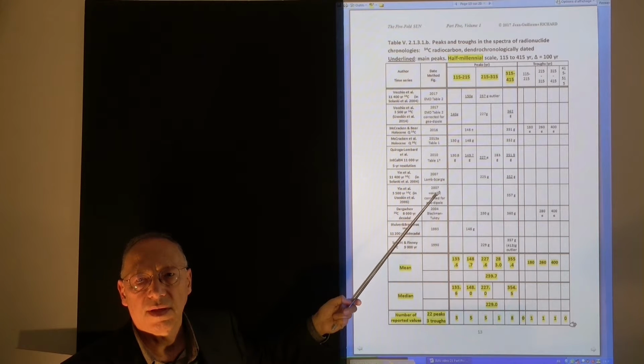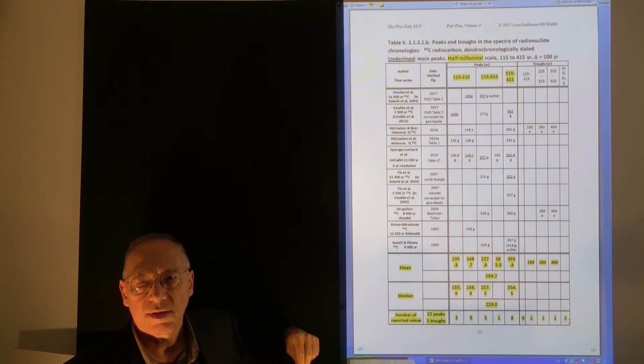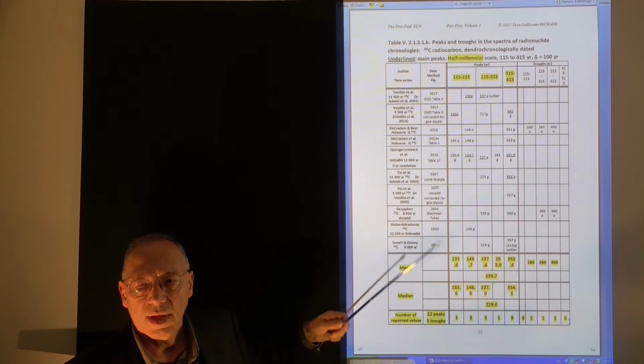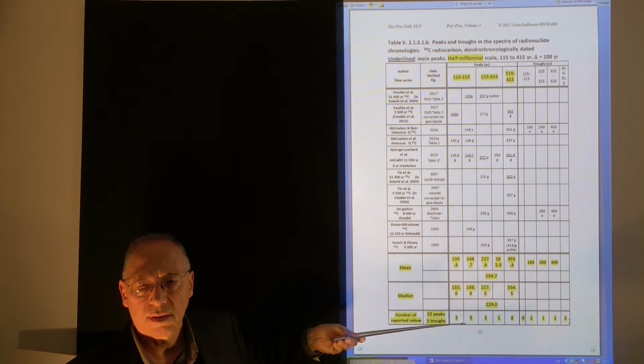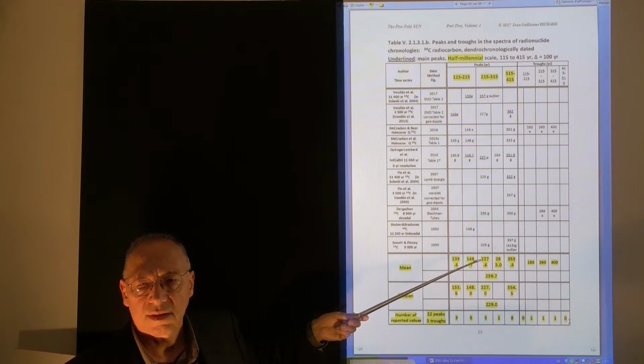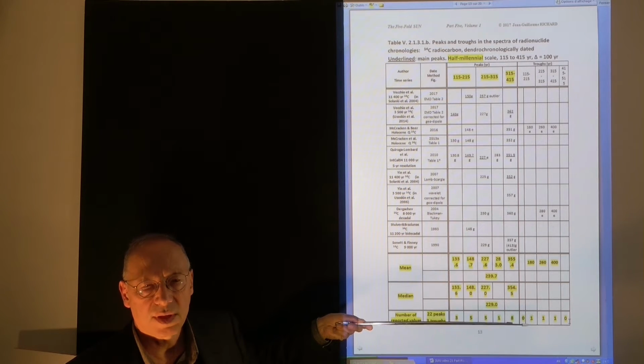Now for the half-millennial scale, 115 years to 415 years, we have 2 values that have somewhat higher numbers of reported results, 5 each. This is the value of 227 years. On the other hand, we have a few troughs that are reported in the same bins.